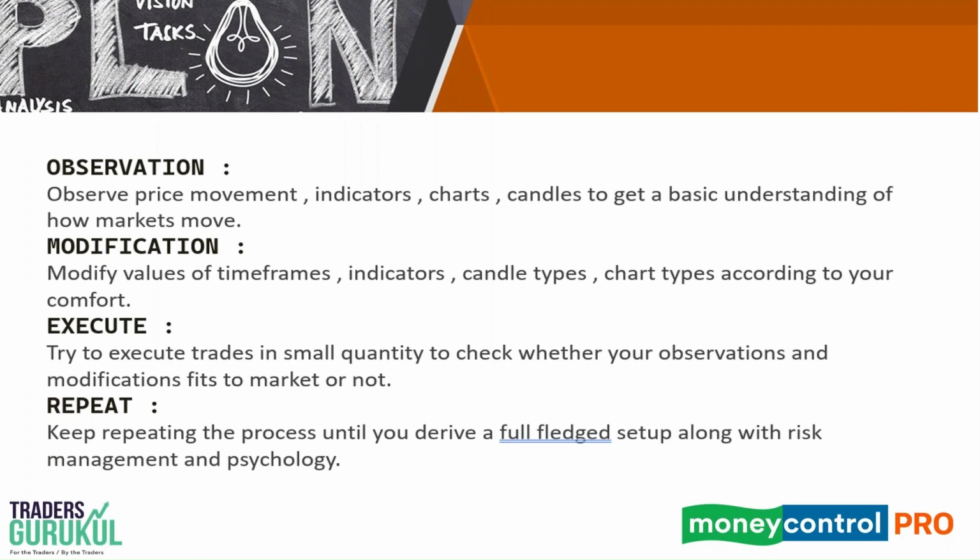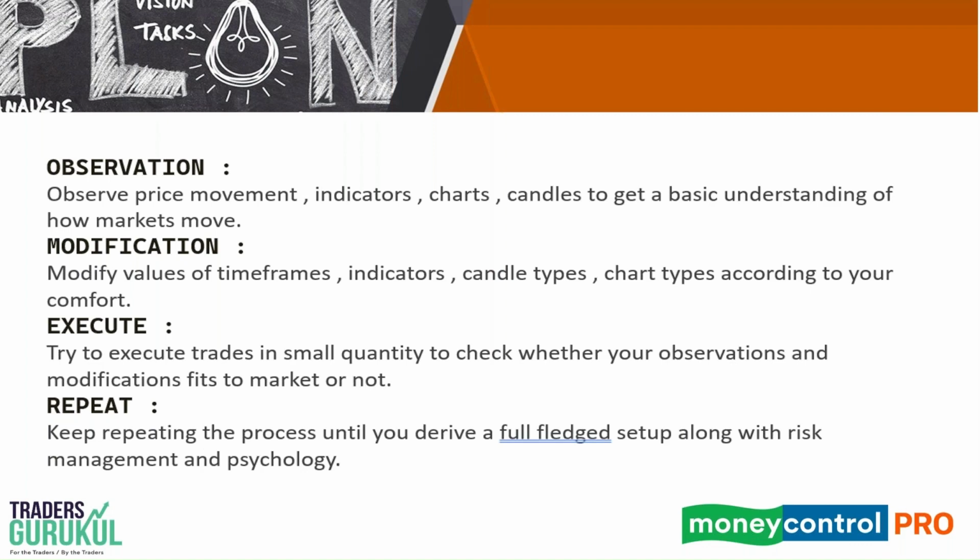The second thing is they have to modify. What do you have to modify? Suppose you are observing a 1 hour chart, but you want to follow intraday trading. You say, I don't want to follow the hourly chart because it is too lengthy, I have to wait 1 hour for a candle to close. So the second thing you have to do is modify the time frames. If you want to do intraday trading, you have to come down to a lower time frame like 45 minutes, 30 minutes, 15 minutes or 5 minutes, according to your comfort.